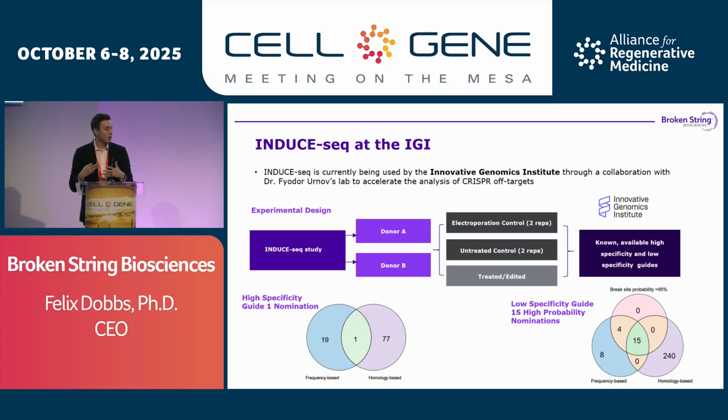In this study, we've been working on a number of donor samples, human pluripotent stem cells, edited with a couple of different reference guides. This is a live collaboration where we're now working through the nomination process with their team, and we're going to be following up at all of these sites.